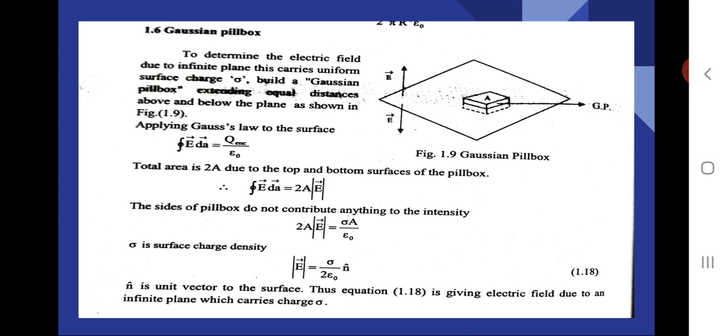2A mod of E is equal to sigma into A divided by epsilon naught, because sigma is the surface charge density. Therefore electric field E is equal to sigma upon 2 epsilon naught dot n. n is the unit vector to the surface. Thus this equation is giving electric field due to an infinite plane which carries the charge sigma.